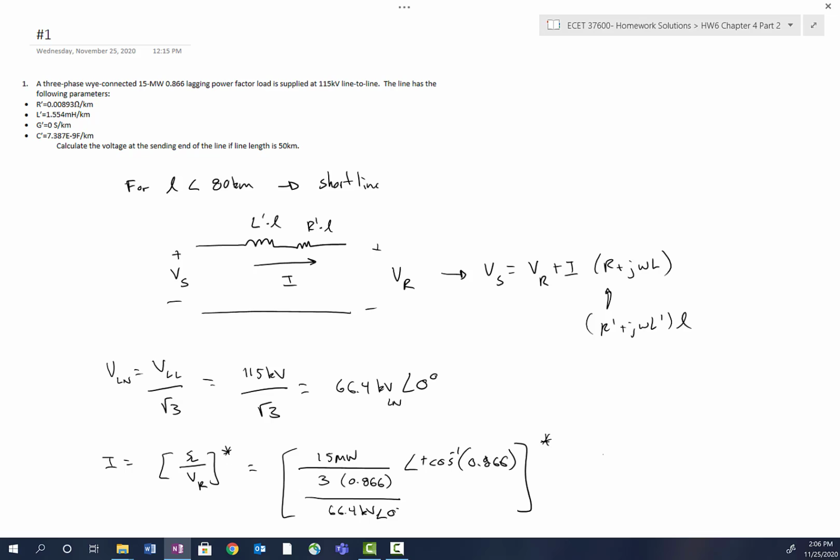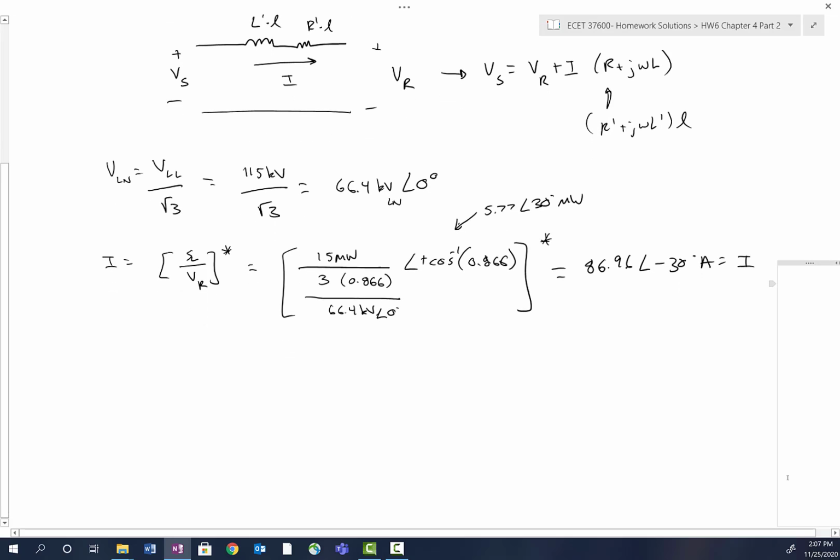Anyway, what you should have got was that the load power on a single phase basis is 5.77 angle 30 degrees megawatts. So current is 5.77 angle 30 divided by 66.4 kilovolts at angle 0. That gives us a current flow in the line of 86.96 at an angle of negative 30 degrees amps. For our receiving end, sending end, and line currents, they're all the same in this model. There's only one branch in the transmission line.